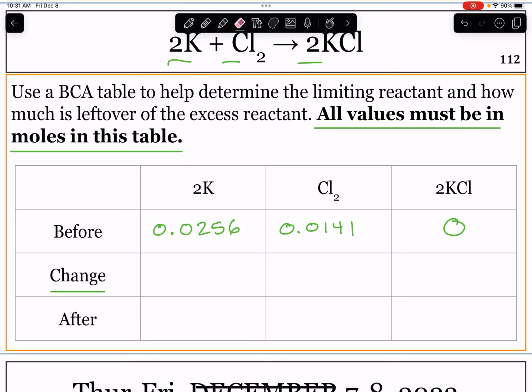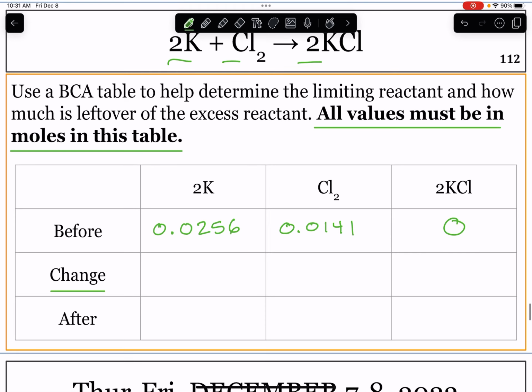So we need to figure out which number runs out first. If chlorine were to run out first and we subtract all 0.0141 moles of chlorine, then we would need twice that of potassium. Twice that of potassium, though, is 0.0282, and we don't have that much. You can't use up more potassium than what we have. So this tells us that potassium is actually the limiting reactant.